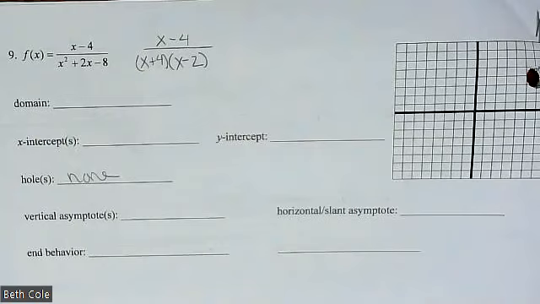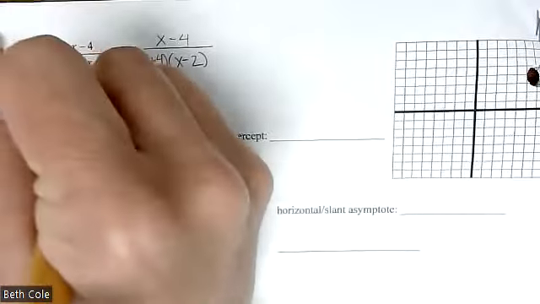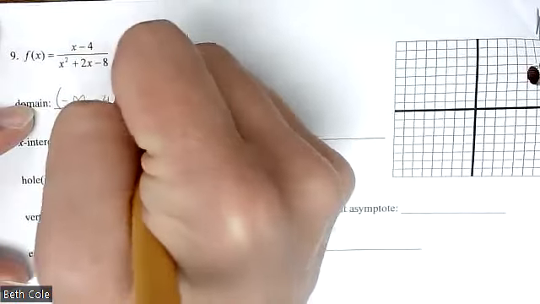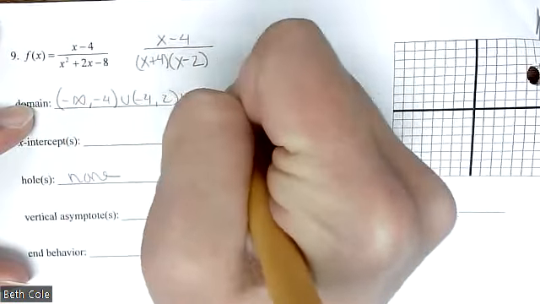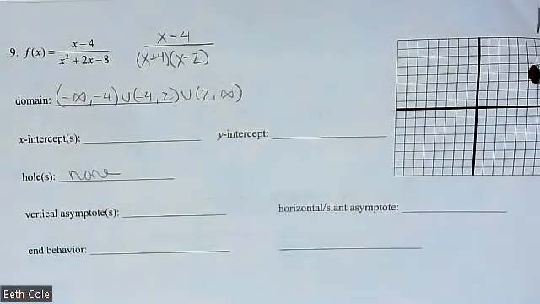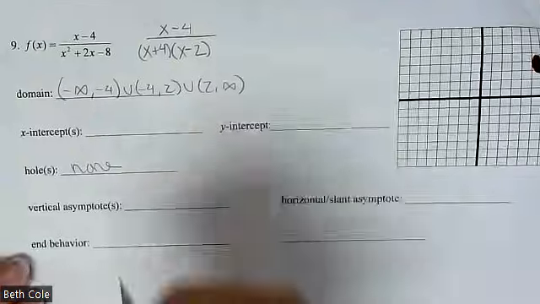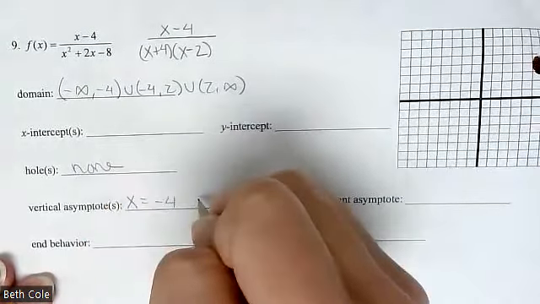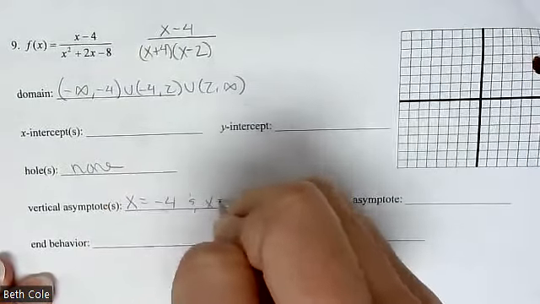All right, so who are your troublemakers? Who are we kicking out? Yep, negative, you guys have got that. I feel like getting the domain, if you can get that, the rest of it kind of falls into place. Because once you have those two numbers, everything else sort of hinges on those two numbers. Now, since there aren't any holes, that means they are both vertical asymptotes.